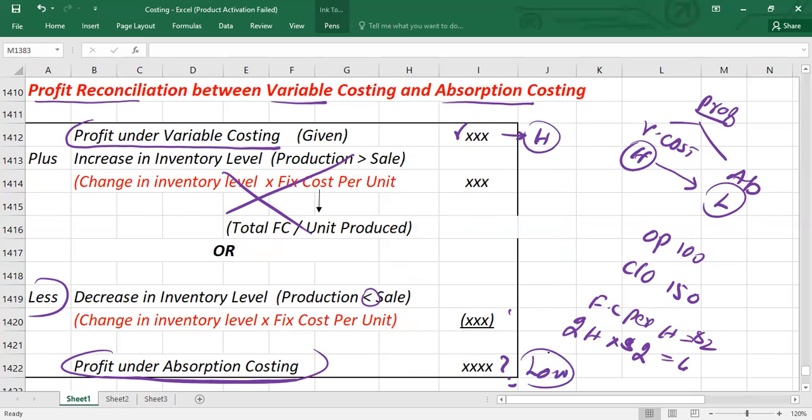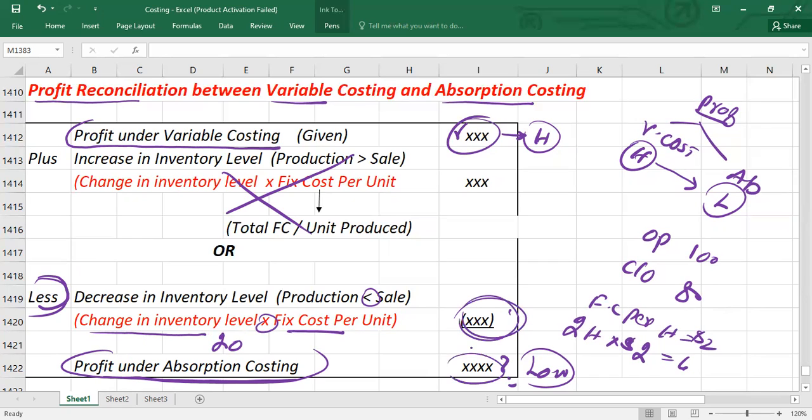In that scenario, what you will do, guys, you have to minus what? The change in inventory level. For example, assume opening inventory is 100, closing inventory is 80. So it's a decrease in inventory, and the decrease in inventory is 20, so the change in inventory level is 20. Again, multiply by fixed cost per unit. Just take the profit under variable costing, and you will minus this change in inventory level multiplied by fixed cost, and you will reach the profit under absorption costing.